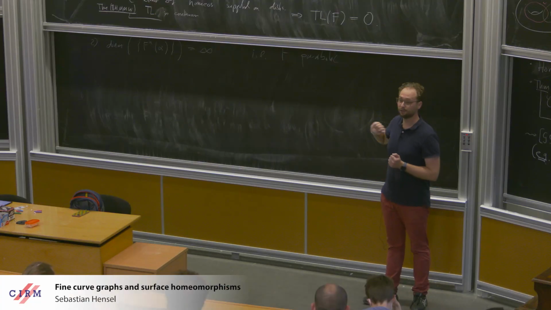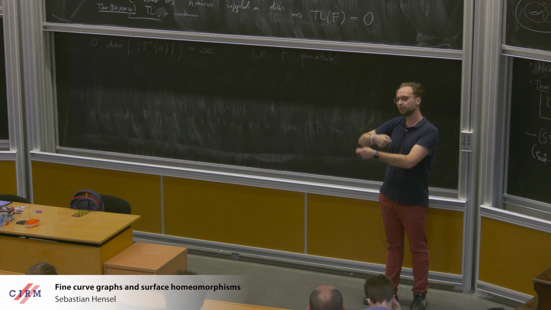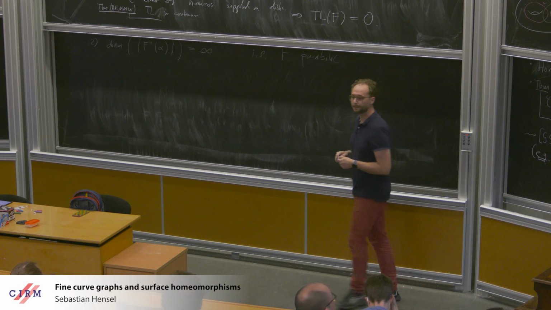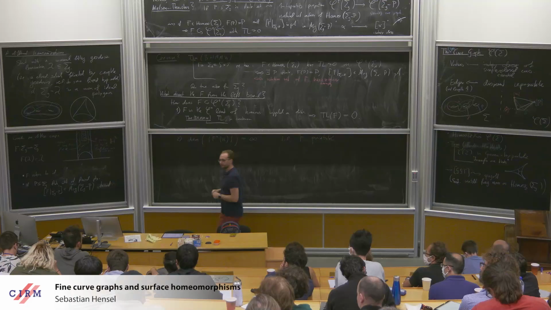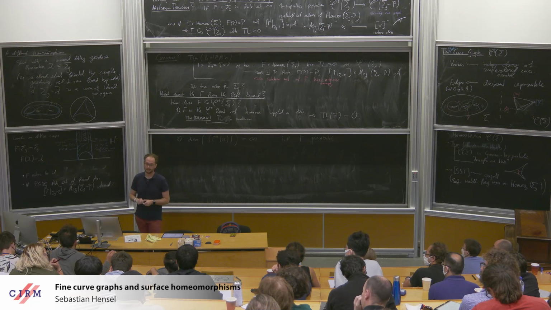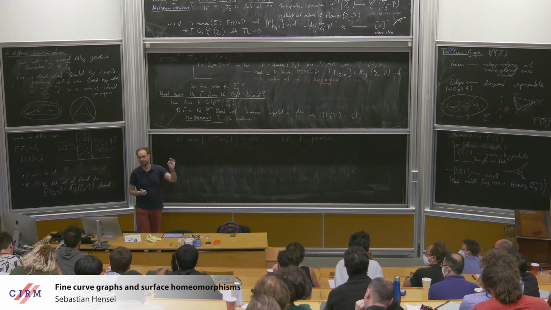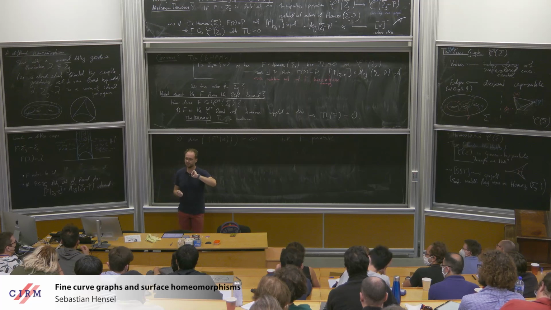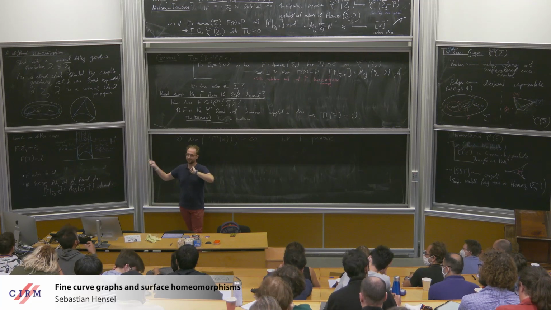And that's exactly what's happening here. The orbit of this curve has infinite diameter, but the progress it makes in the curve graph is sublinear. Did you say that it has a fixed point? Sorry? Didn't you say that it fixes a point? It fixes a point at infinity. So a Gromov hyperbolic space always has a boundary at infinity, and this will fix something at infinity.